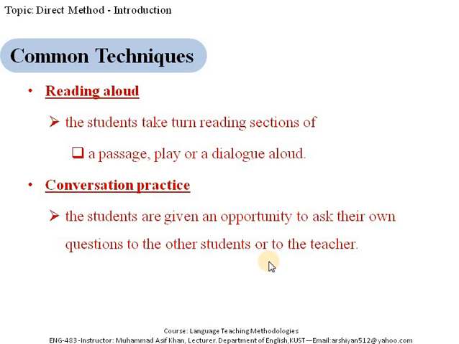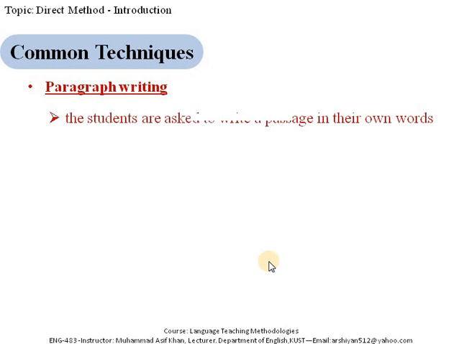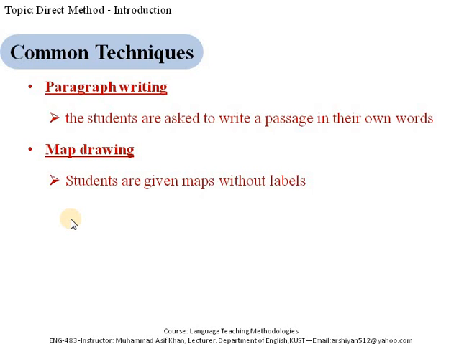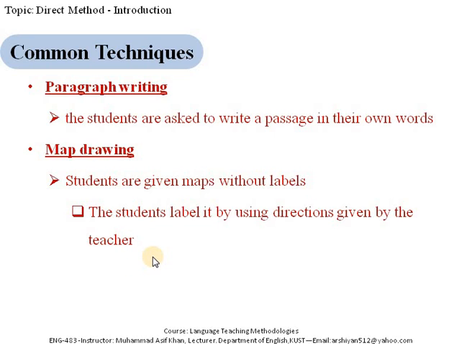Another technique being used by the teachers of the direct method is paragraph writing, and we see that students are asked to write a passage in their own words. Map drawing is another technique. Students are given maps, and these very maps are without labels, and the students have to label these maps by following the directions given by the teachers. So these are some of the methods being used by the teachers of the direct method.